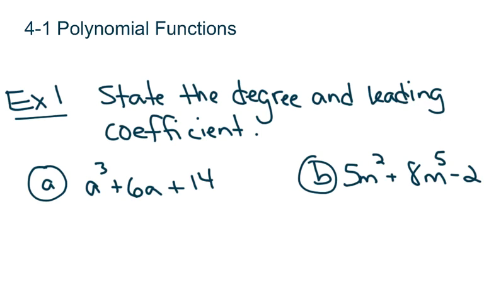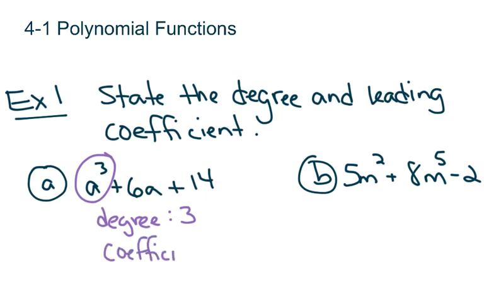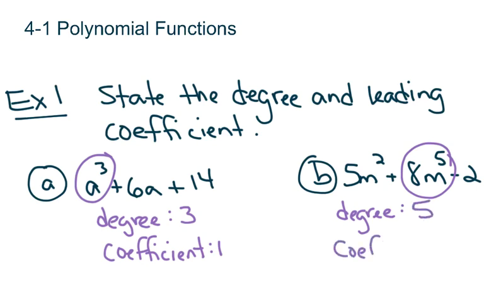So in example 1a, if I want to find the degree of a cubed plus 6a plus 14, it's just 3, because 3 is the largest exponent. The leading coefficient is the coefficient of that term. Well, remember when you don't see a number in front, it's a 1. So the coefficient is 1. In B, 5m squared plus 8m to the 5th minus 2. There are 3 terms, but the one with the biggest exponent is the middle one. So the degree must be 5, and its coefficient is 8.